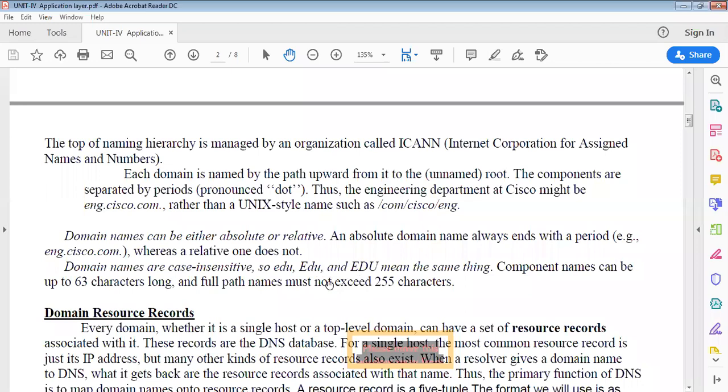Usually, it is our nature that we cannot remember long URLs. So the common scenario is that we have a URL of 15 to 20 characters, not more than that. But the names can be up to 63 characters long, and full path names must not exceed 255 characters. So maximum we can have about 250 characters, but for a full path, for example gc.bgm, if you want some file like bca, it will be like slash slash slash and so on.